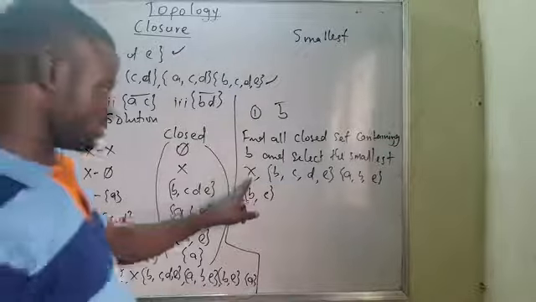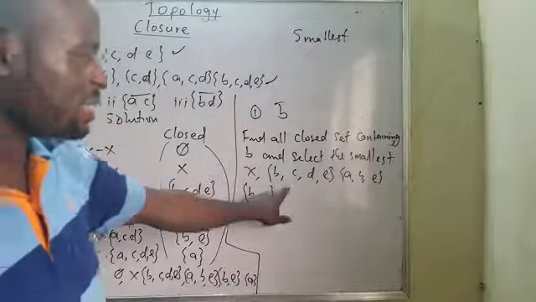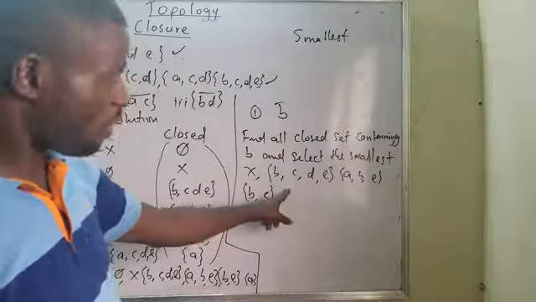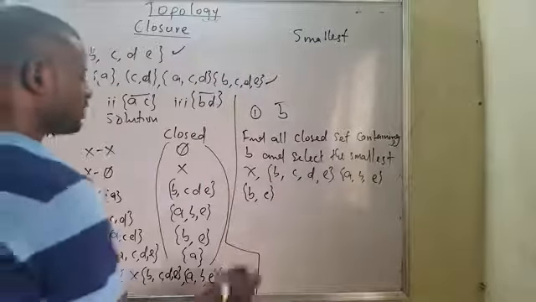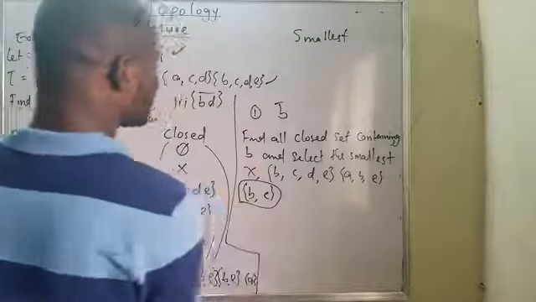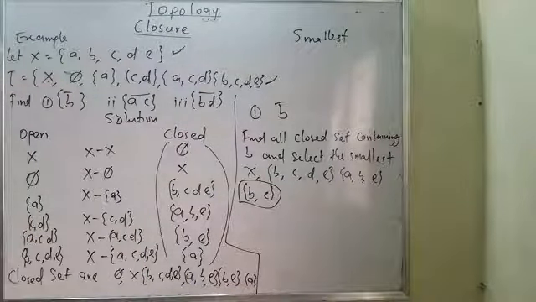This can never be smaller. The cardinality of this is 5. The cardinality of this is 4. The cardinality of this is 3. Now, the least of them is this, which has cardinality 2.